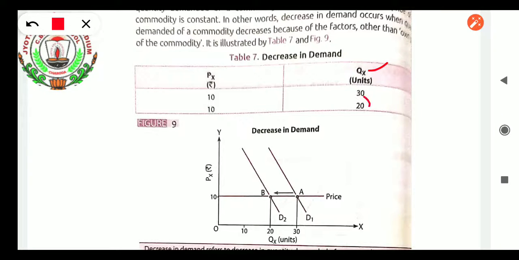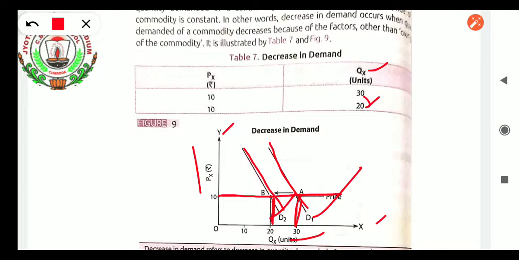So from 30 it has declined to 20. Decrease in demand occurs, so here also we will draw a constant line at 10. Price we are taking on the Y axis and quantity on the X axis. The first demand was 30, then it was reduced, so we draw a constant price of 10 and draw 20. Both are separate, so two demand curves will be there: D1 is the first and D2 is the second.